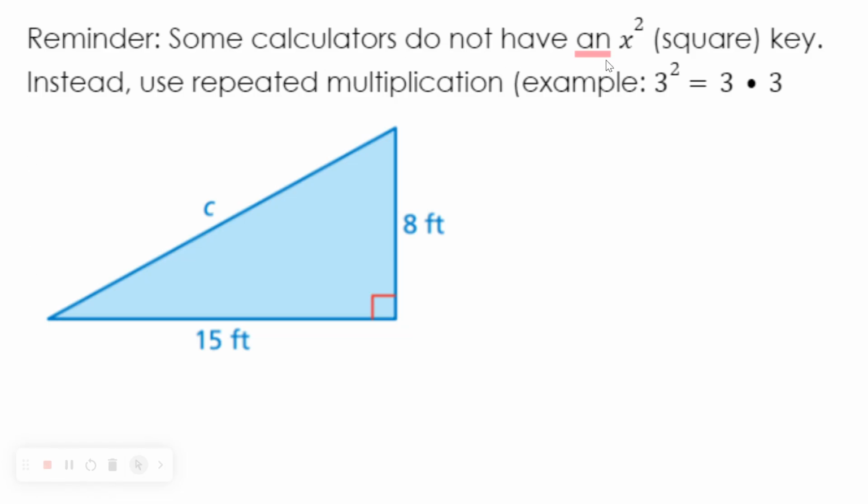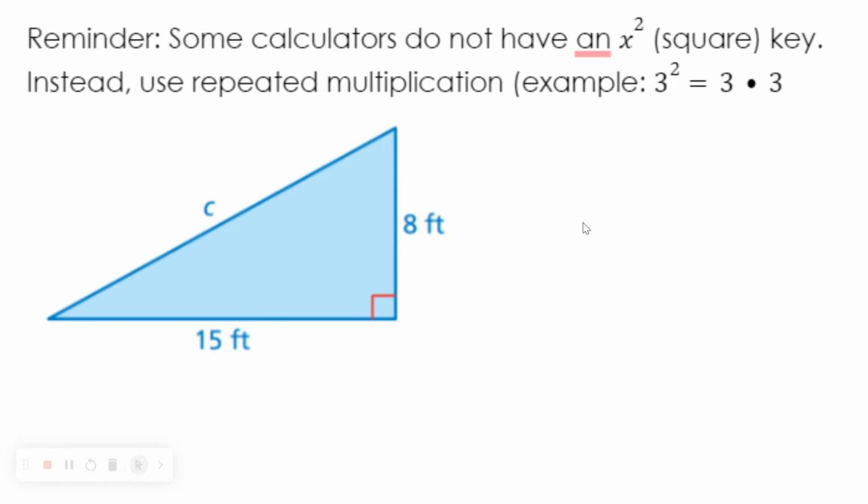Some calculators do not have the x squared key that we've been using. If that were to ever happen, you would just multiply to get that number squared. But for today, you have access to this button, so we will be using it.